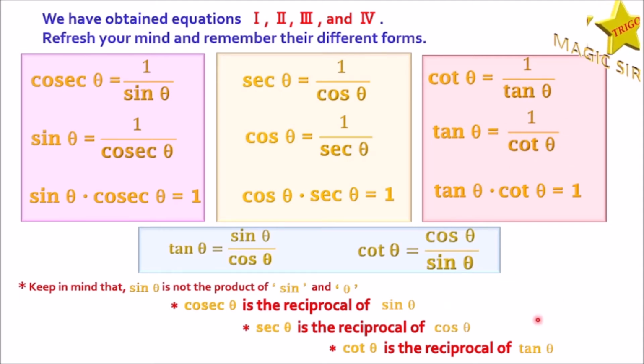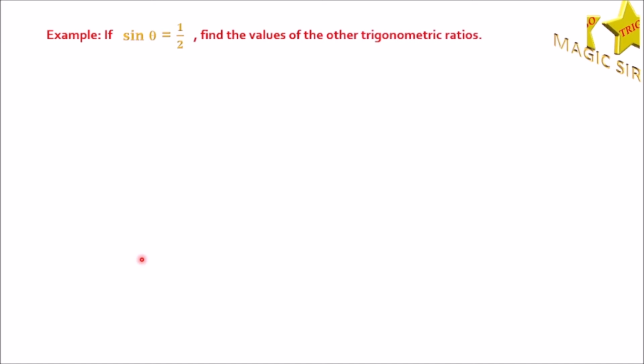Please remember all these relations. If we know any one of the ratios, we can easily obtain all other ratios. We take an example to calculate these ratios. If sin theta is equal to 1 upon 2, find the values of other trigonometric ratios.